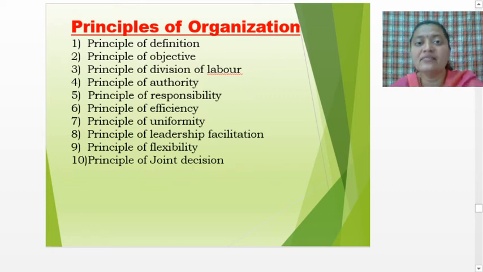So they should have the leadership qualities which are there. Like I've told you, what kind of leadership qualities should be there. Means a leader should be very sincere, honest, hardworking, positive thinker, like that.